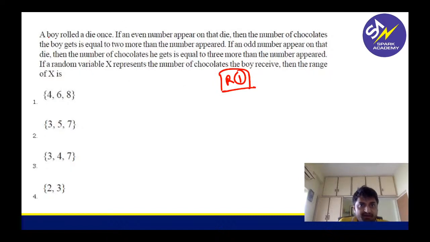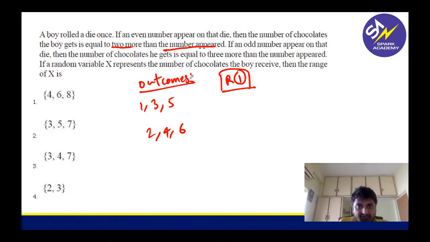A boy rolled a dice. If an even number appears on the dice, then the number of chocolates is 2 more than the number appeared. So what are the cases here? Odd cases are 1, 3, 5. Even cases are 2, 4, 6. When you throw a dice, either 1, 2, 3, 4, 5, 6 comes. So odd cases are 1, 3, 5 and even cases are 2, 4 and 6, right?